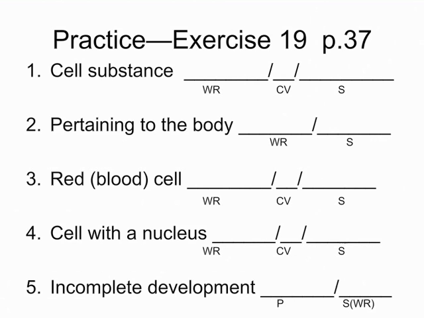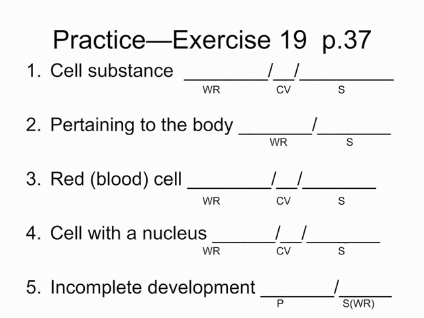So think to yourself from memory, can you fill in any of these word parts? When we get to the test, you'll also get partial credit if you can come up with half of the word. And once you fill in the parts you know, then go back and actually look up the parts you don't know. So maybe you know cell substance.